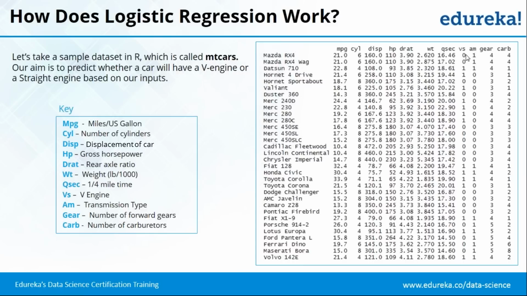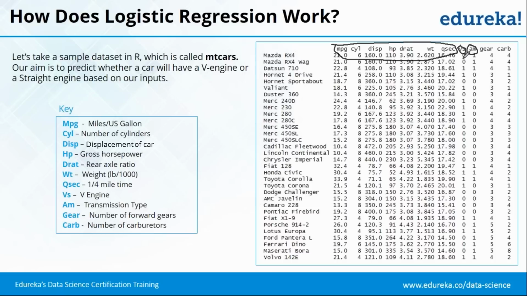As you can see, the values of VS and AM are discrete, or categorical. They are either 0 or 1. So what we'll be doing in this example is predicting, based on these values, what will be the type of engine of my car. Will it be a VS engine or a straight engine?